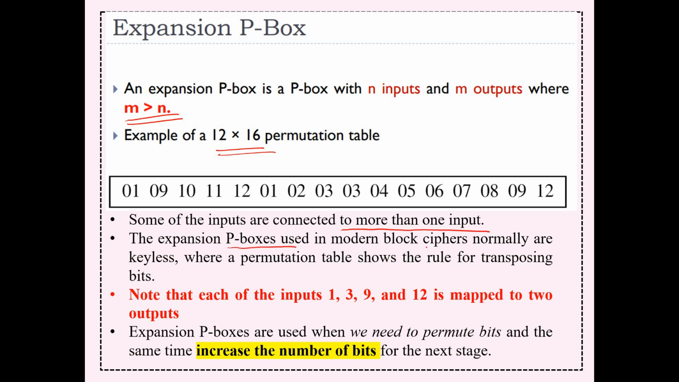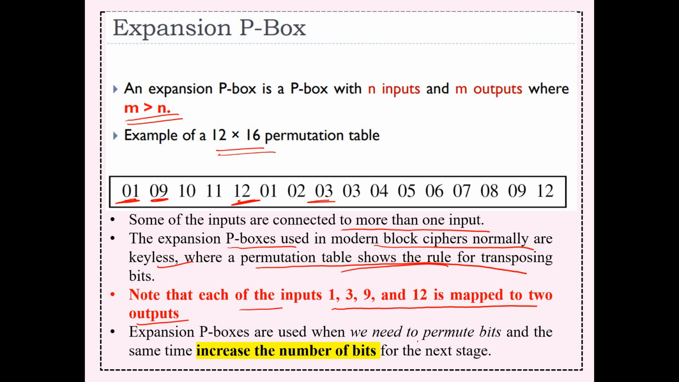The expansion P-box used in modern block ciphers is normally keyless. That means a predetermined rule is there. Now that rule is set by the programmer or whoever is using the algorithm. Based on that algorithm, you can map it accordingly. Note that each of the inputs 1, 3, 9 and 12 is mapped to 2 outputs: 1, 9, 12 and 3. If you observe, they are appearing multiple times. So basically, that's how we are doing it. Okay? So that's basically the expansion box for us.